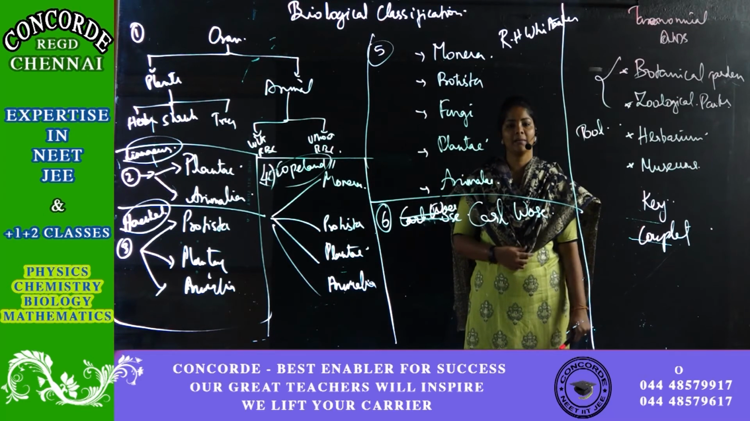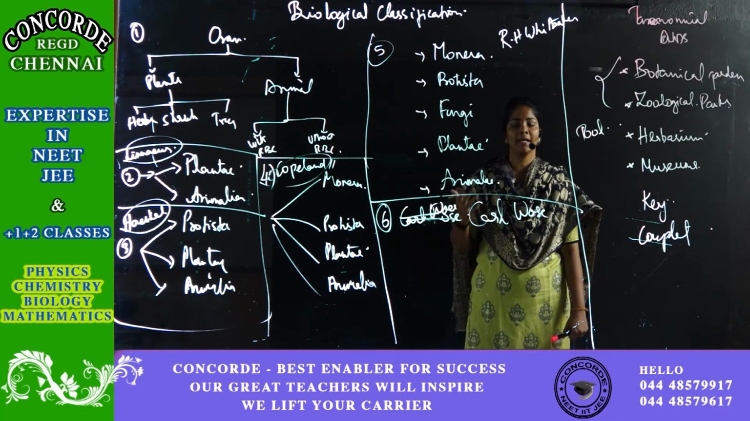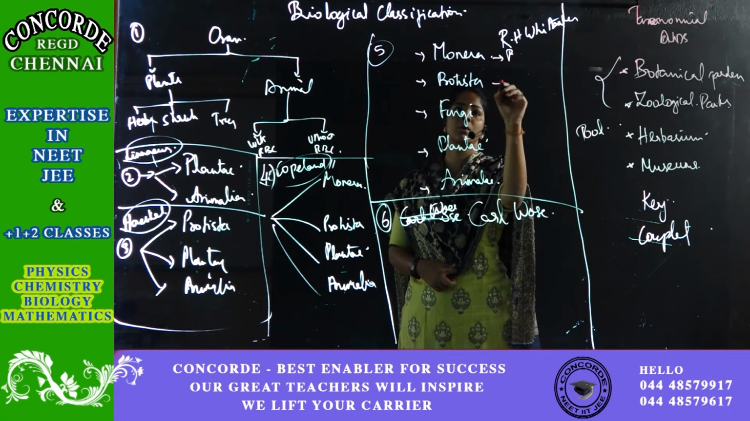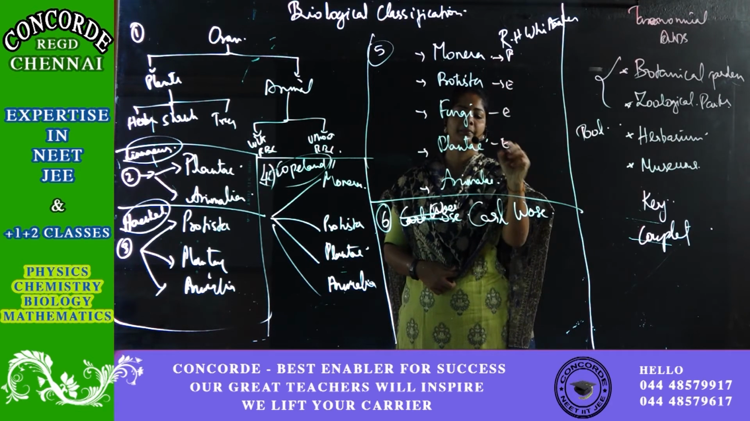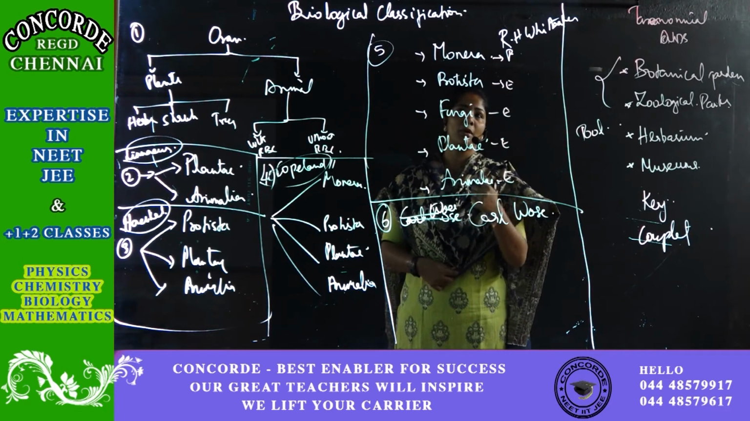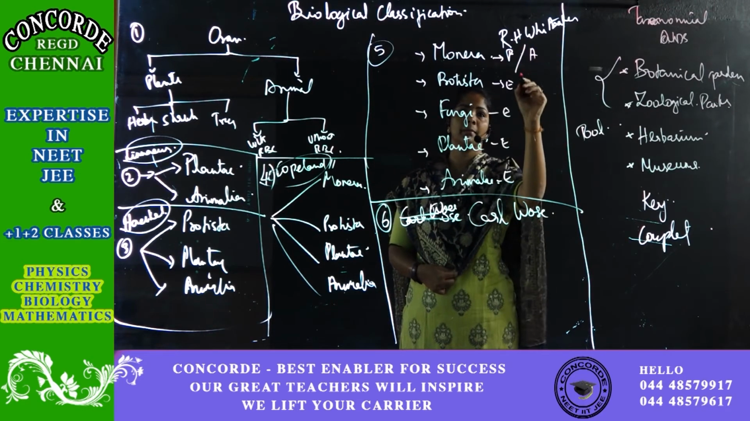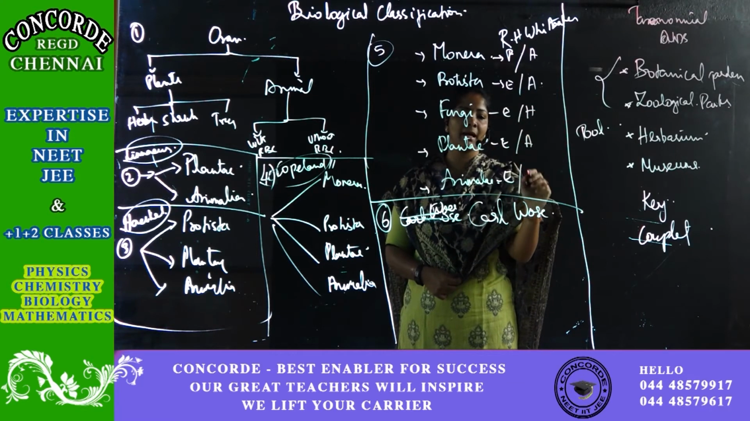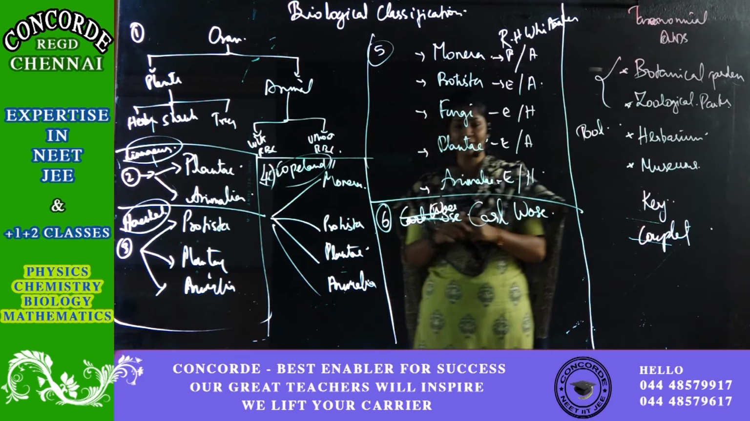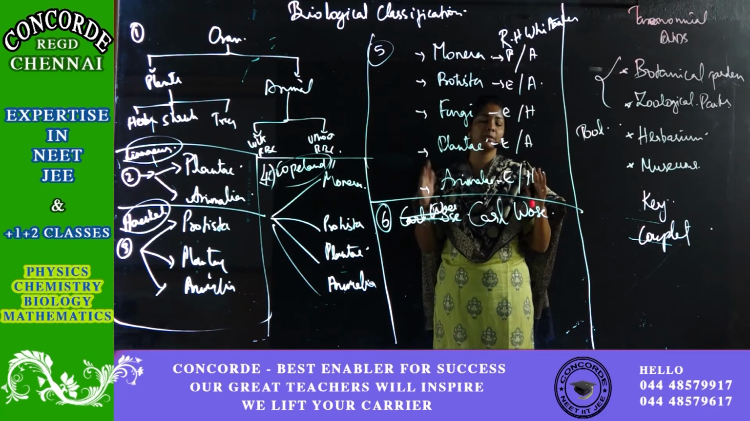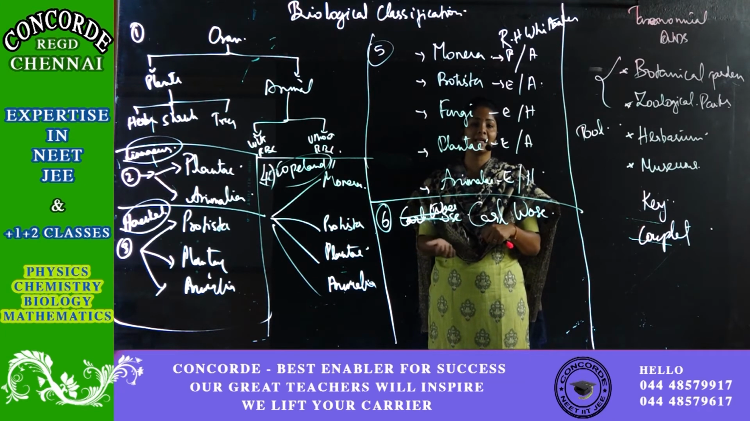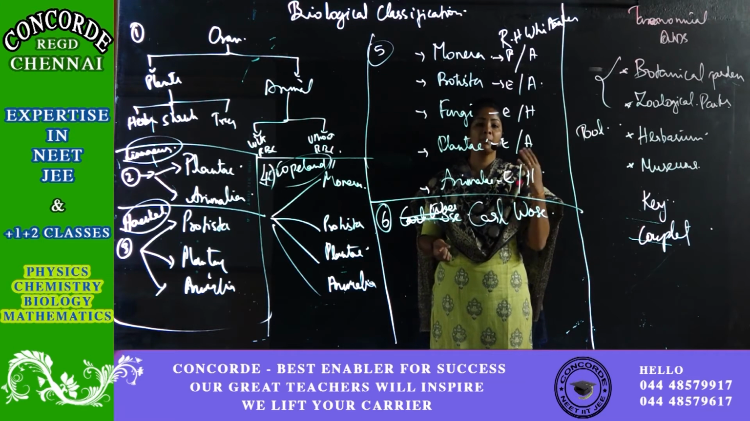If you see this five kingdom classification, Monerans, as I told you, are the only prokaryotic organisms. All others are eukaryotic. Coming to the mode of nutrition, Monerans are autotrophic, Protista again autotrophic, fungi heterotrophic, Plantae autotrophic, Animalia heterotrophic. So you have a lot of characters. They classified on the basis of the basic characteristics: the cell type, the cellular organization, the mode of nutrition. Putting all that together, the entire classification is made.